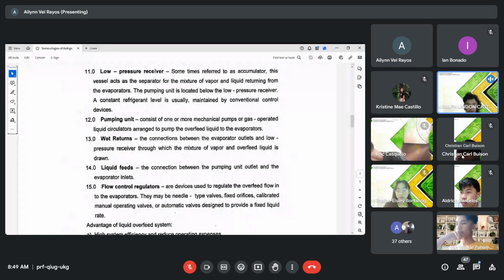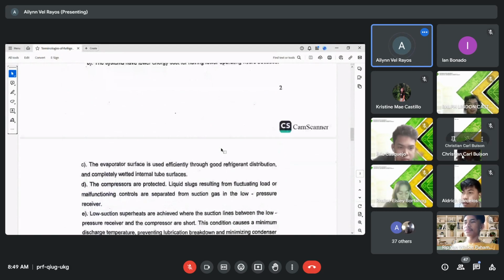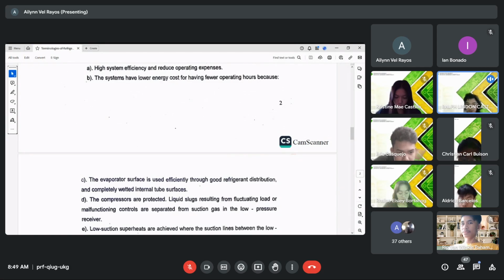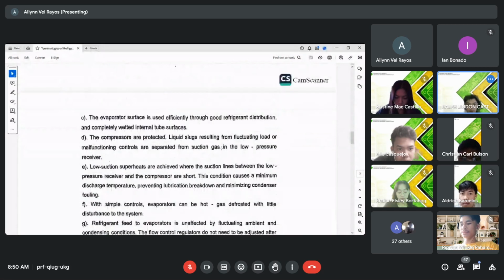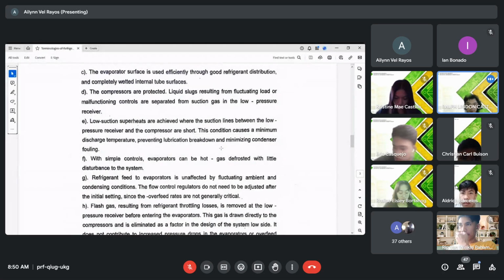Advantages of liquid overfeed system. A. High system efficiency and reduced operating expenses. B. The systems have lower energy cost for having fewer operating hours because the evaporator surface is used efficiently through good refrigerant distribution and completely wetted internal tube surfaces.